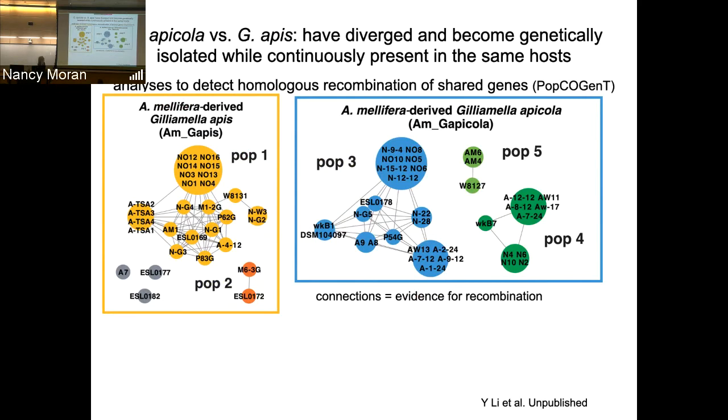So here's a big cluster within Gilliamella apis. Here's a big cluster, population 1, that includes all these strains. I'll note some of them are from Arizona, some are from Norway, some are from different places, even Asia. So this cluster is not defined by geography.